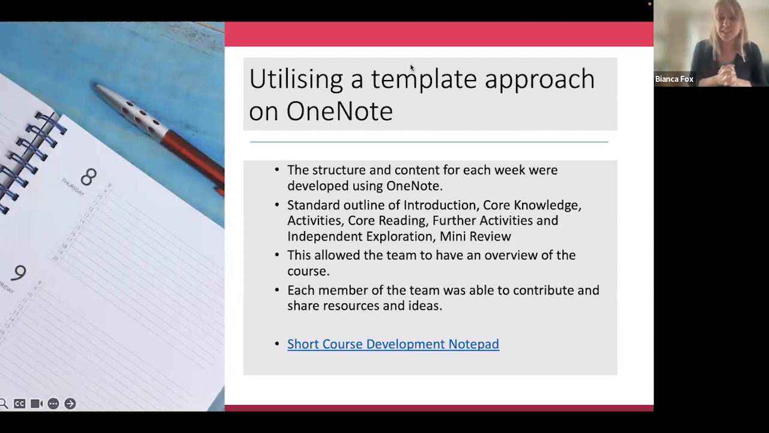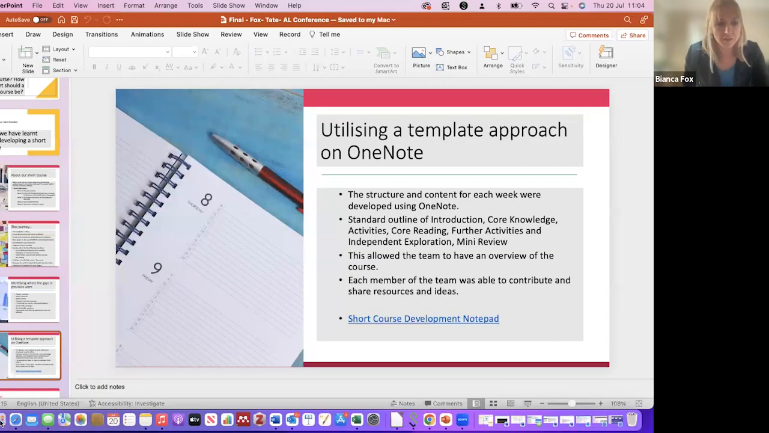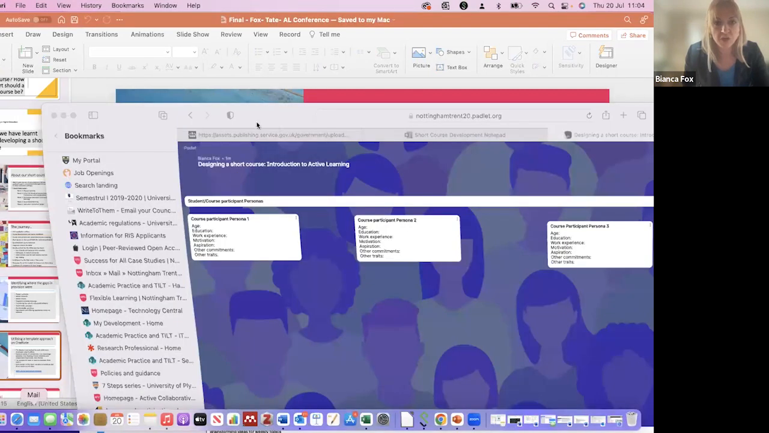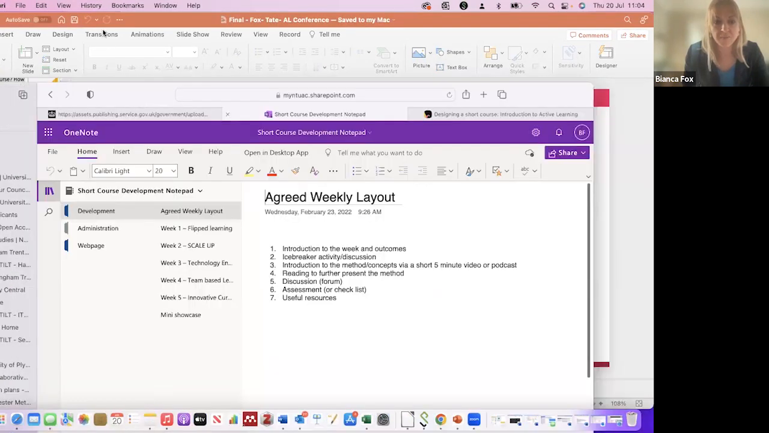Adam was talking earlier about the structure of each week, and this is something that I will show you in a second, to give everyone access to the outline of the course. We decided to use OneNote, so we created a layout for each week, but also a separate page for each of the weeks. Let me just come out of the presentation so I can show you what this looks like.